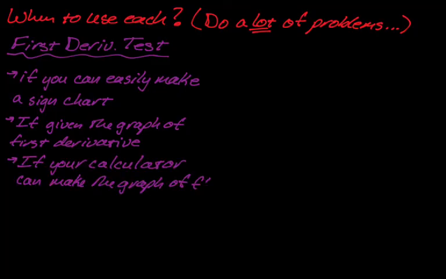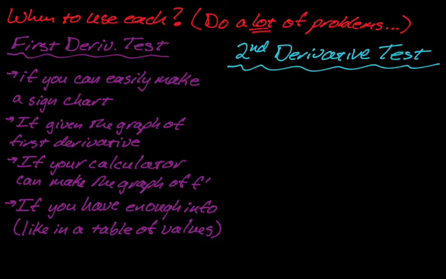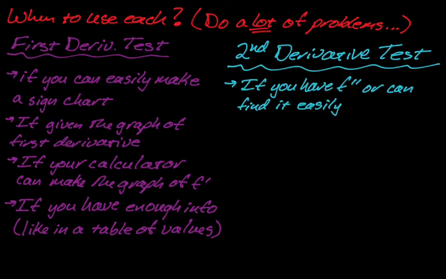If you have a calculator and your calculator can graph f prime, obviously you're in the same sort of scenario. And then if you just have enough info, like you might have a table of values that's very specific and it's telling you all the critical points and telling you some of the values in between, you'll know it when you see it if you do enough of them. But if you have enough information, first derivative test for sure. Second derivative test, I find my students are less likely to want to use, even though when it is applicable, it is by far the best way to do a problem. So for example, you might use it if you have f double prime or you can find it easily.